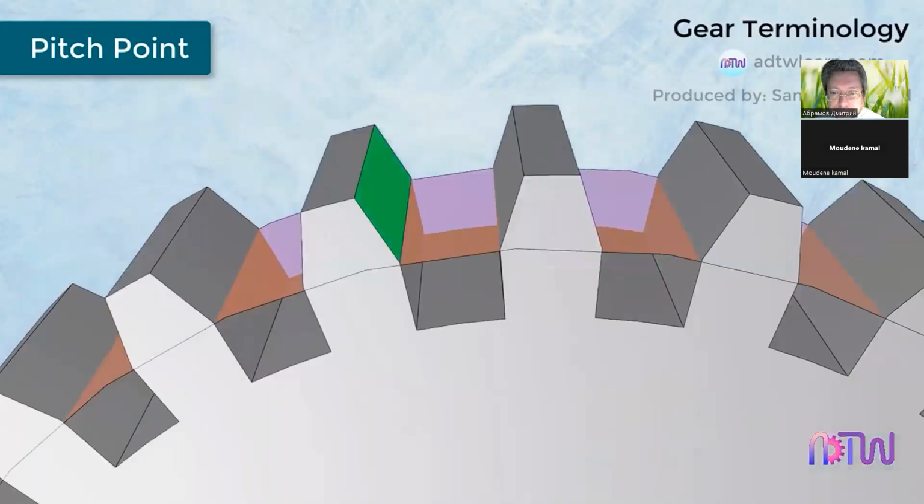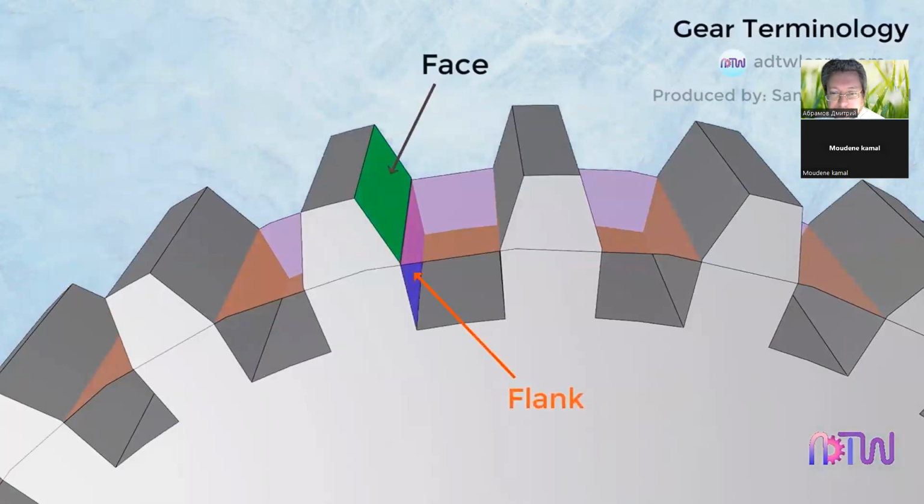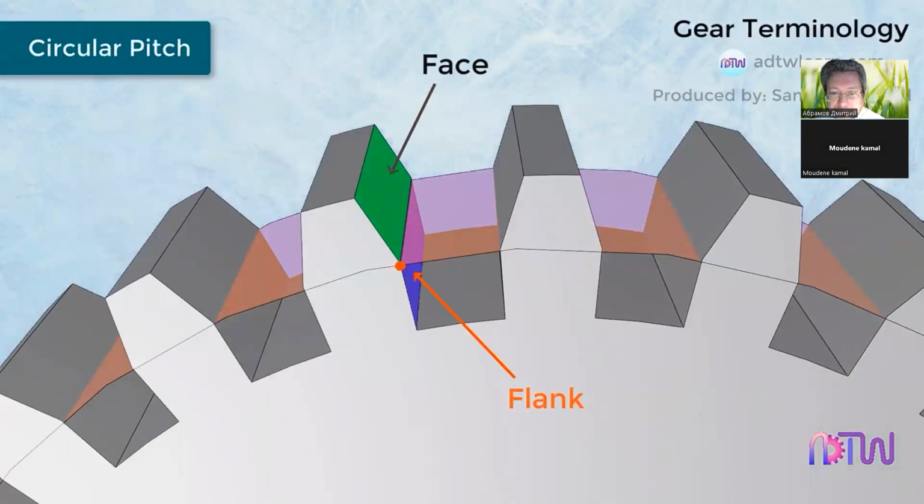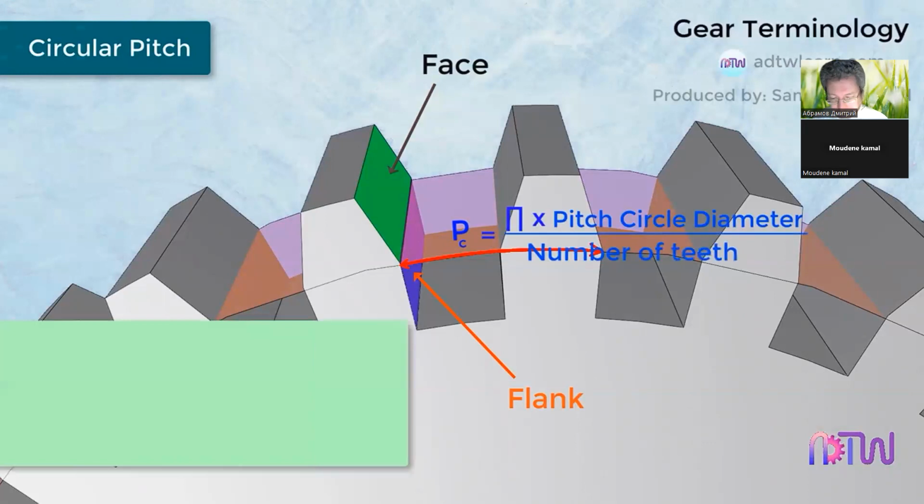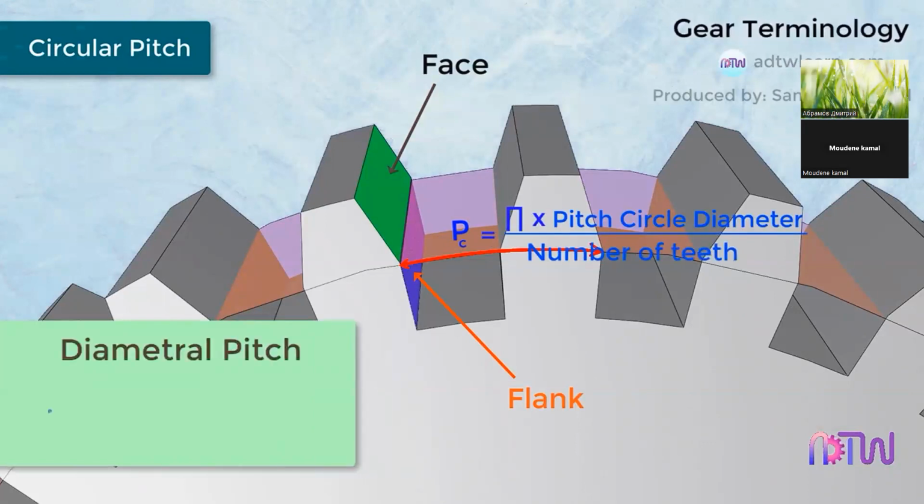The surface of the tooth above the pitch circle is called the face of the tooth. The surface of the tooth below the pitch circle is called the flank of the tooth. Circular pitch. The distance between a point on a tooth to the same point on an adjacent tooth, measured along the circumference of the pitch circle, is known as the circular pitch. Circular pitch is denoted by P_C and given by P_C equals pi multiplied by pitch circle diameter divided by the number of teeth. Diametral pitch. It is denoted by P_D and given by P_D equal to number of teeth divided by pitch circle diameter.